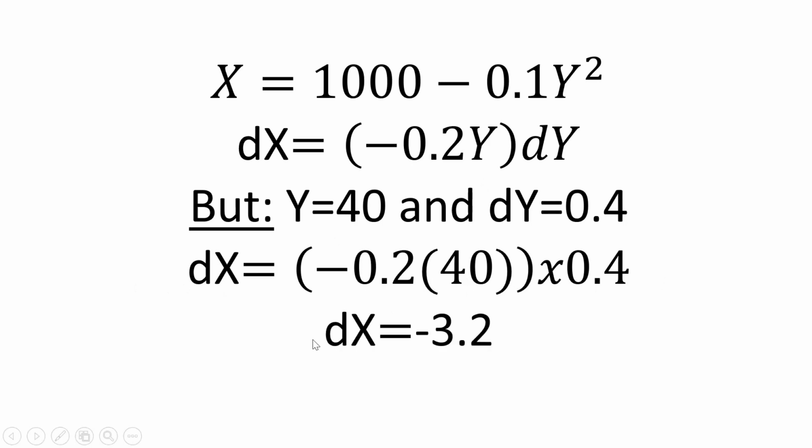When we solve it, we are going to get negative 3.2. So that is the opportunity cost. We are going to lose 3.2 units of X in order to produce 0.4 more units of Y when Y is 40.